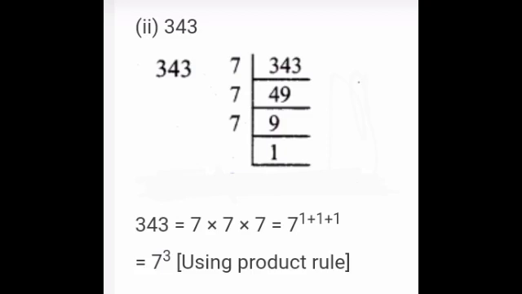Second question, 343. This number is divisible by 7. 343 by 7 equal to 49. 49 by 7 equal to 7. So, we can write 343 equal to 7 into 7 into 7, that means 7 power 3.